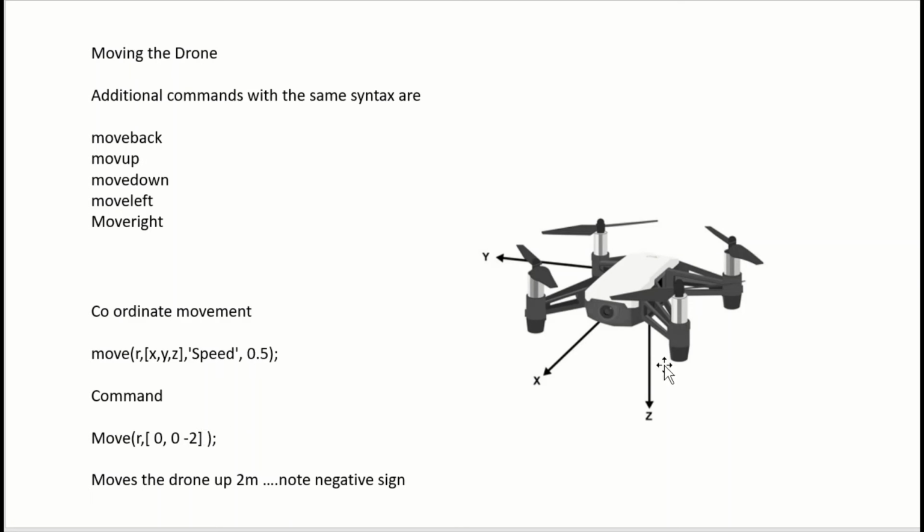Now one of the things, Z down is positive on the drone, and so if you wanted to go up you've got to put a negative number in there. So 0, 0, -2 would move it up 2 meters. So there's a negative sign in there. Otherwise, if you put the wrong sign in, it'll just look like it's landing and crash into the floor.